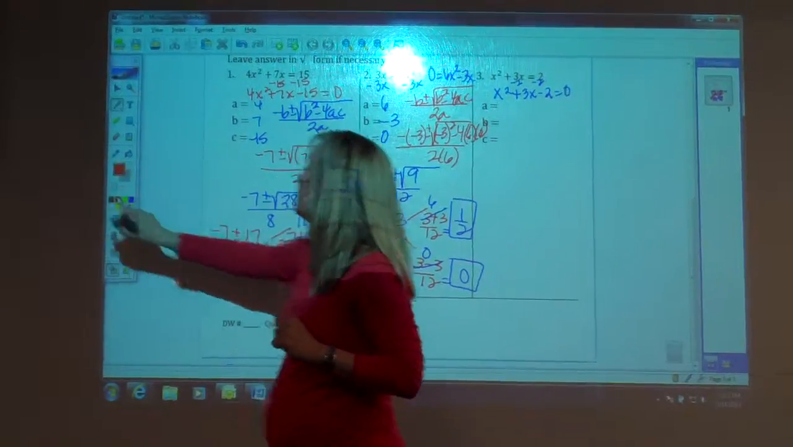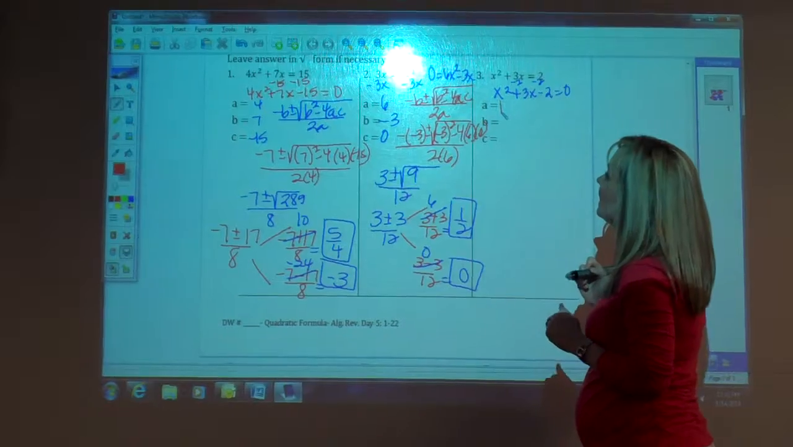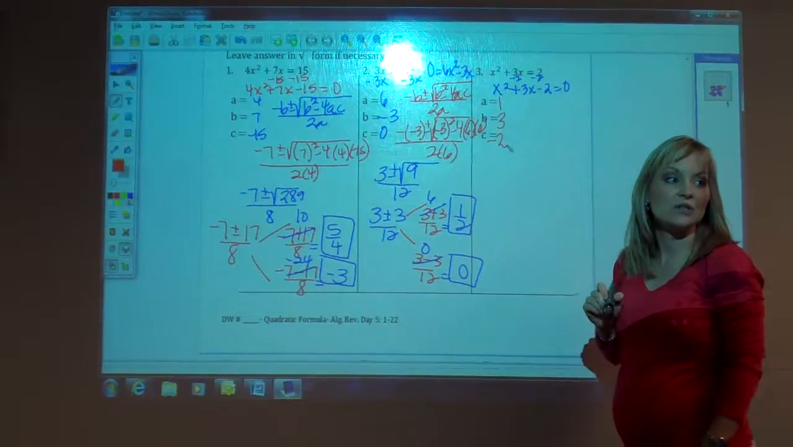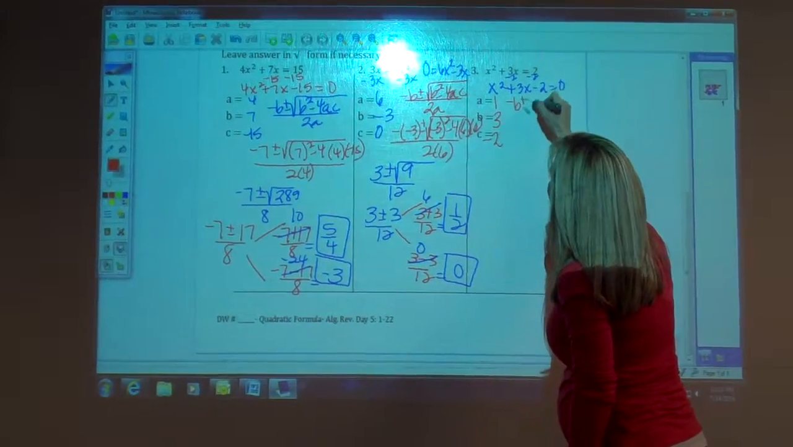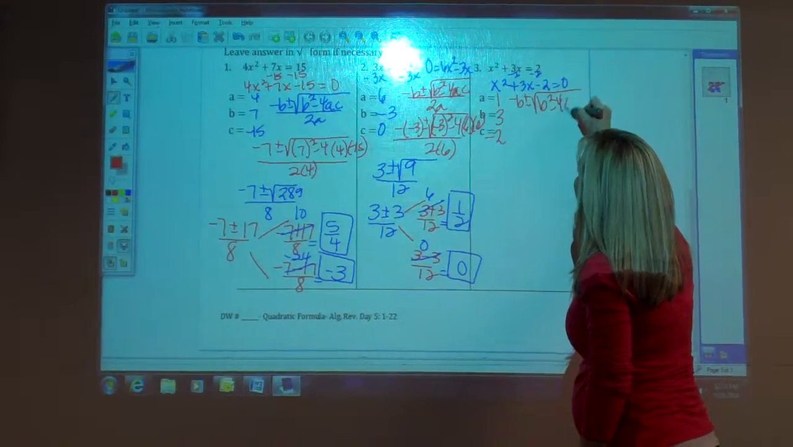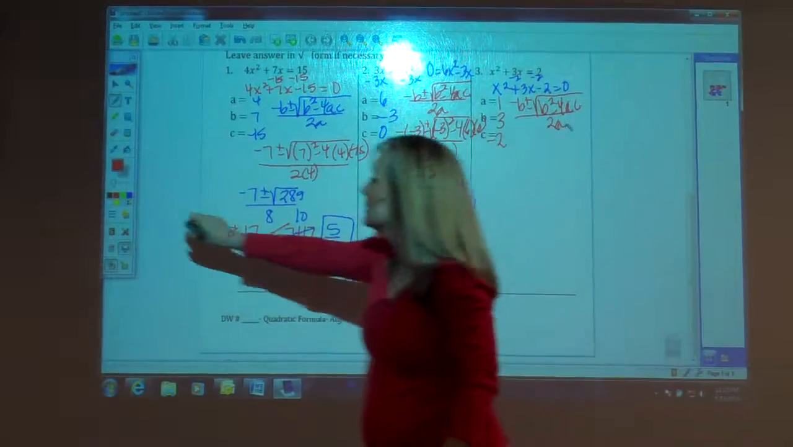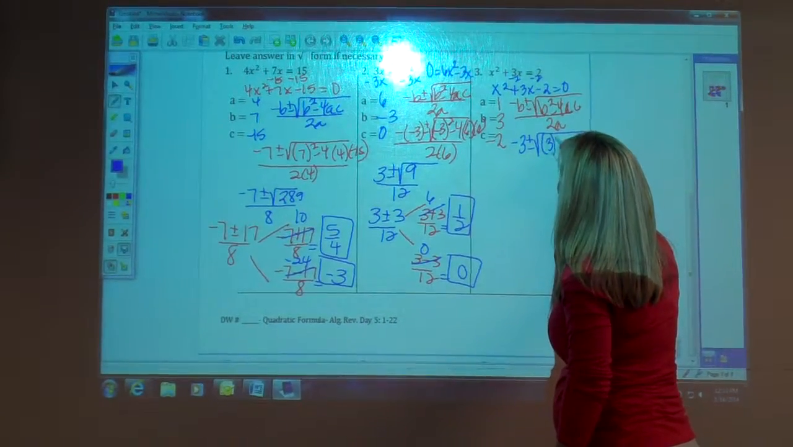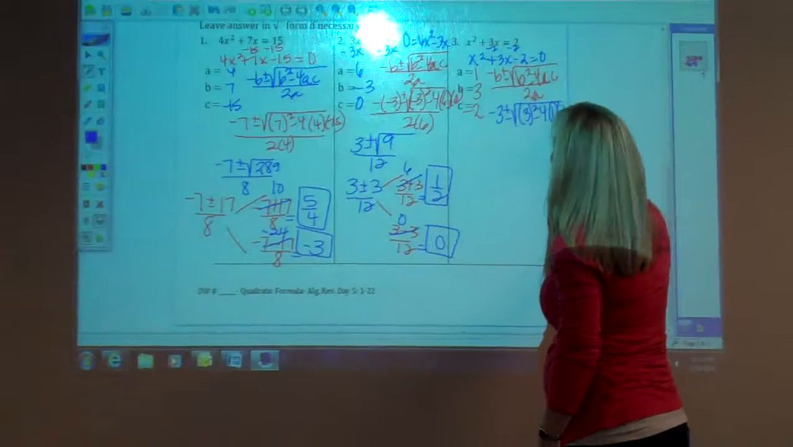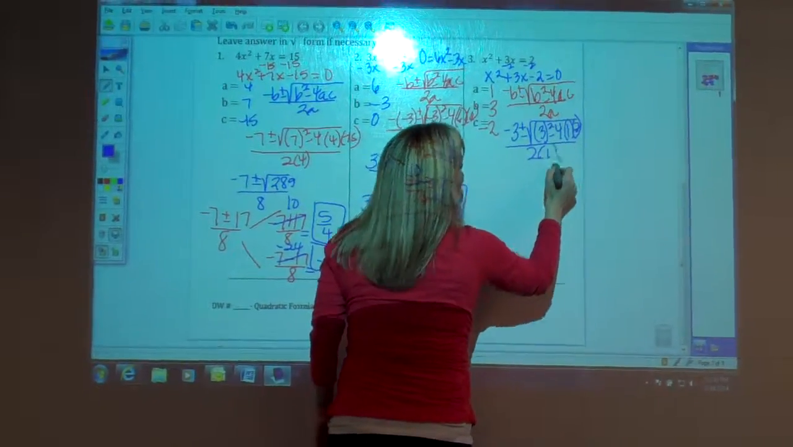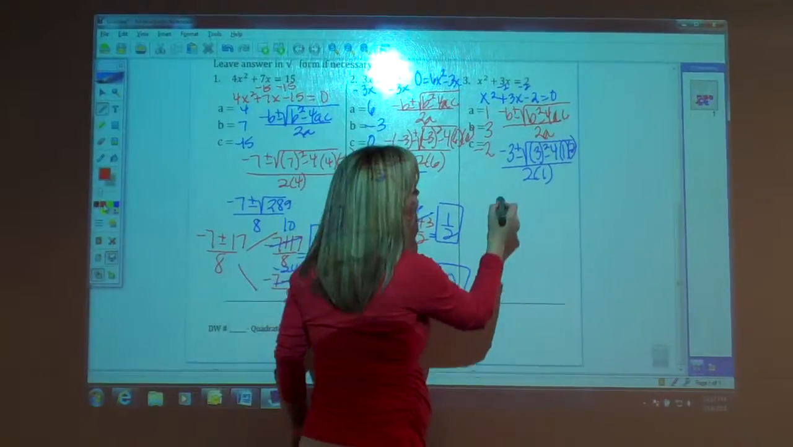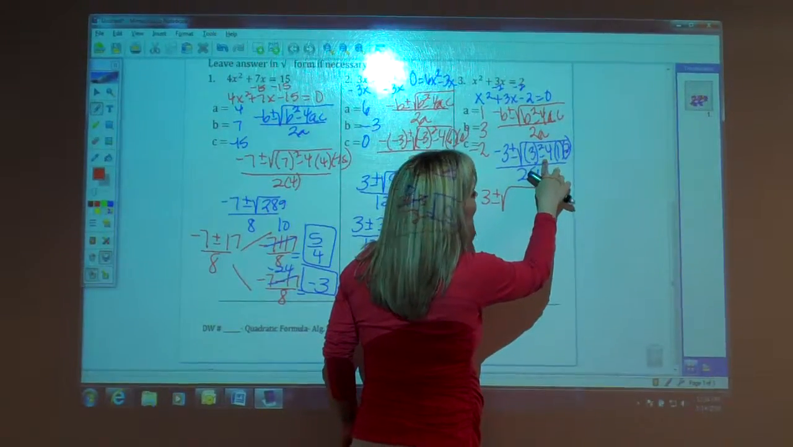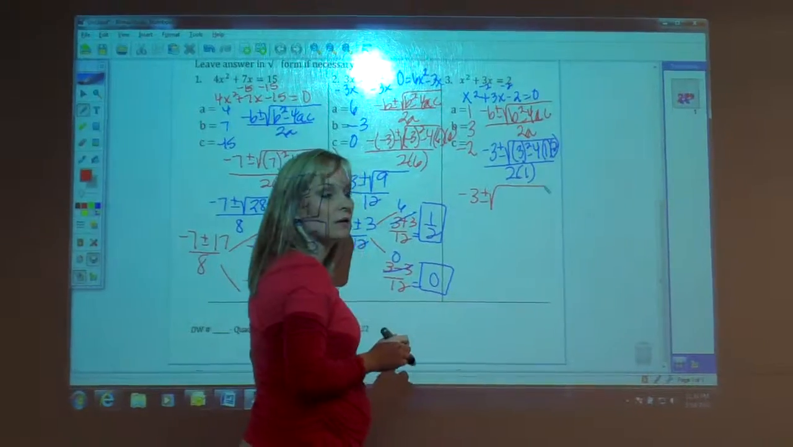My A is what? X squared. 1. B is 3. C is negative 2. Remember, they're coefficients, right? Again, I have negative b plus or minus the square root of b squared minus 4ac all over 2a. So that gives me what? Negative 3 plus or minus the square root of 3 squared minus 4 times 1 times negative 2 all over 2 times 1. Now, when you plug all that in, that's going to give me negative 3 plus or minus the square root of 9 minus or plus 8, which gives me what?